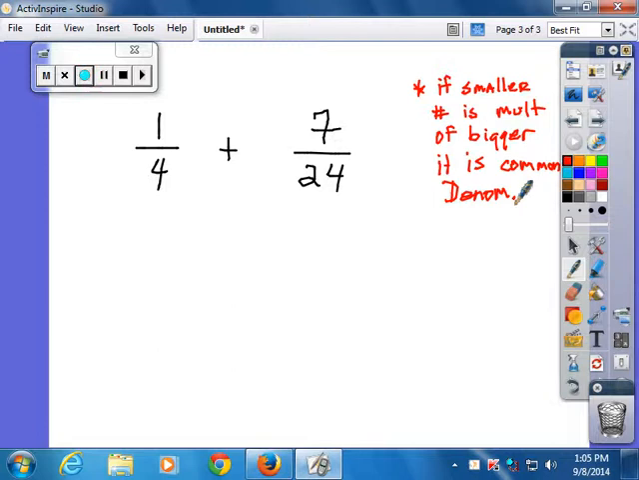Now we're talking about the denominator. We care less about the numerators. All right, so look at 4 and 24. Is 24 a multiple of 4? Yes. Then you use 24. Don't multiply these two together. That's going to give you some big number that you don't need. Just 24.